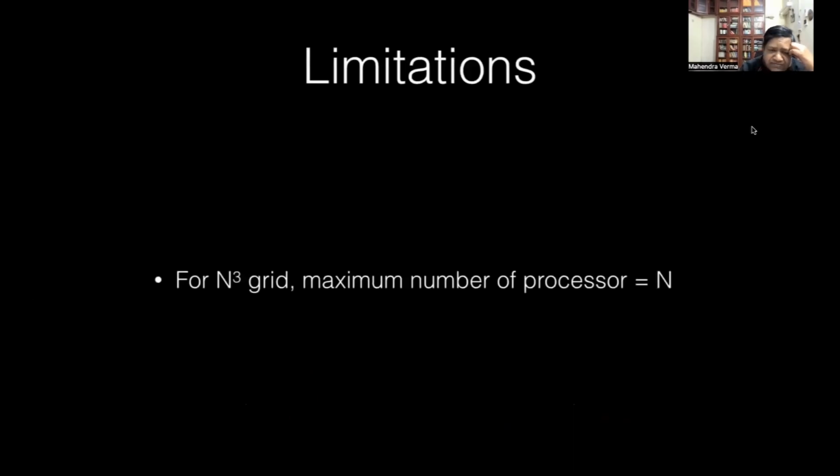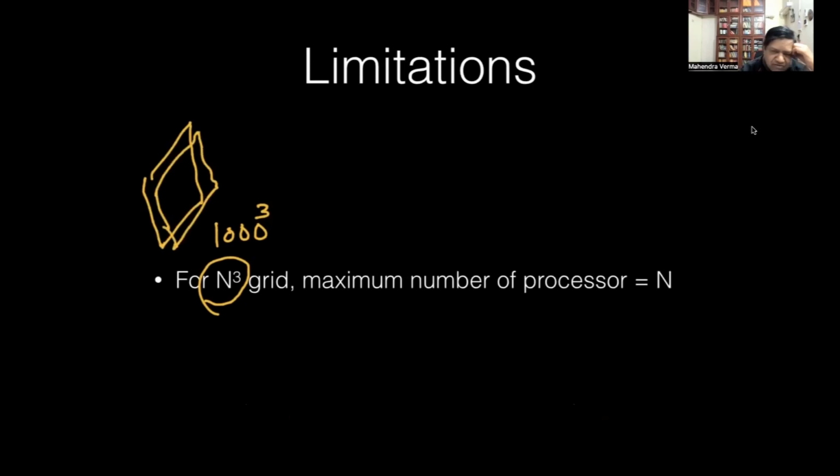Now, what is the limitation? Suppose I have an N cube grid, let's say 1000 cube grid. Then how many processors can I use? If 1000 cube, then the number of planes I can have is 1000 planes. Because this is a slab, what is the maximum number of slabs possible for an N cube grid? N. So the maximum number of processors I can use is N.